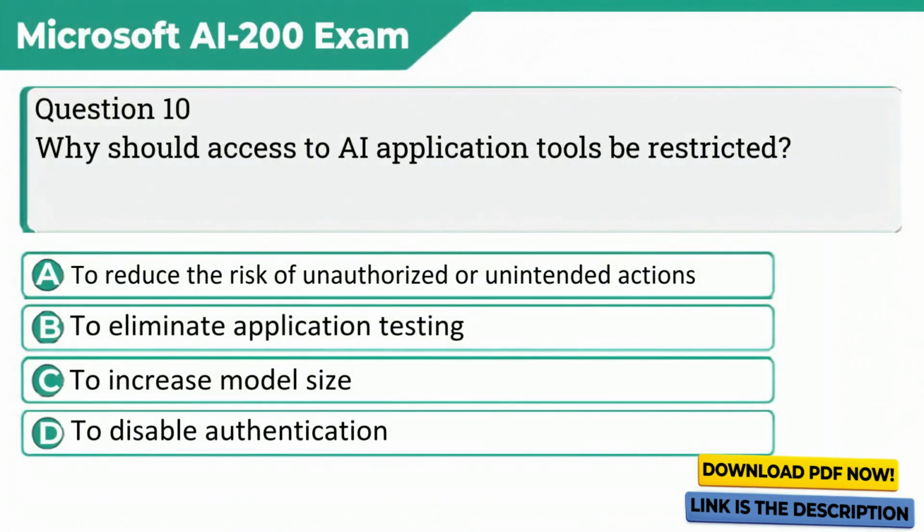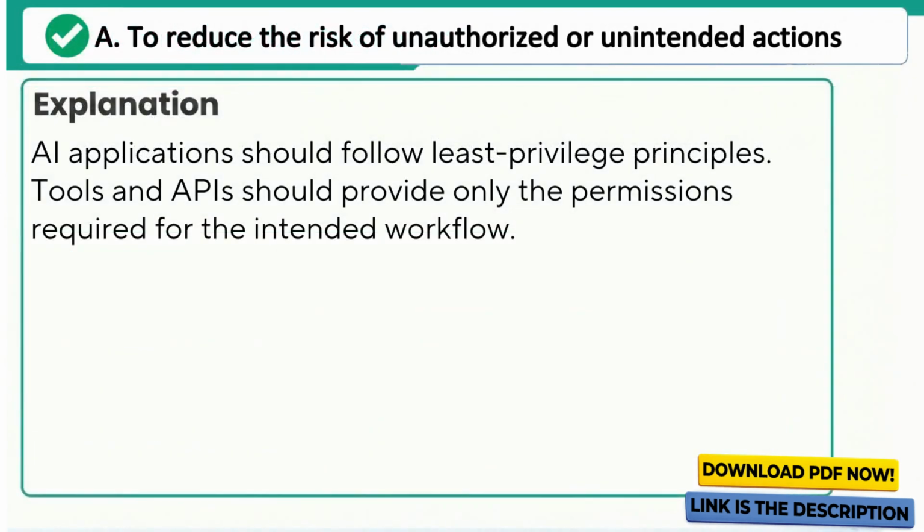Question 10. Why should access to AI application tools be restricted? A. To reduce the risk of unauthorized or unintended actions. B. To eliminate application testing. C. To increase model size. D. To disable authentication.